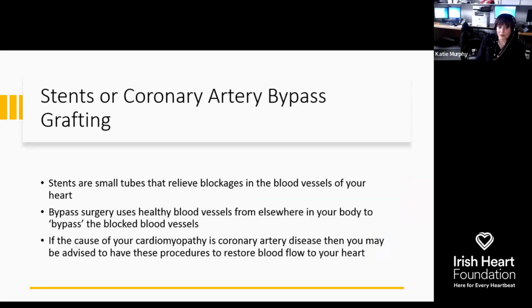In terms of stents or bypass, specifically in people who have blockages of their artery, so a plumbing problem that's causing their abnormal heart muscle, restoring proper blood flow to the heart can help to improve the heart function. And so your team will give you a recommendation as to whether a stent is a good idea for you. So a small tube to open up that blockage, or surgery.